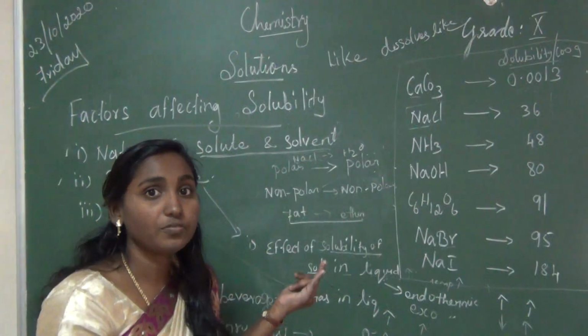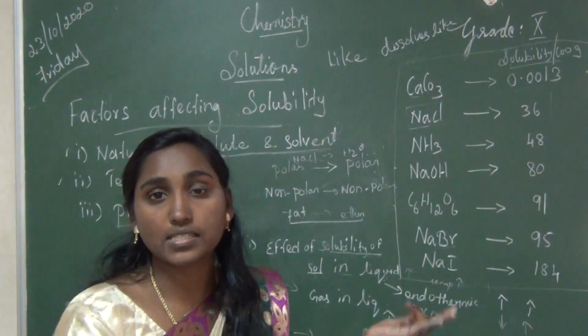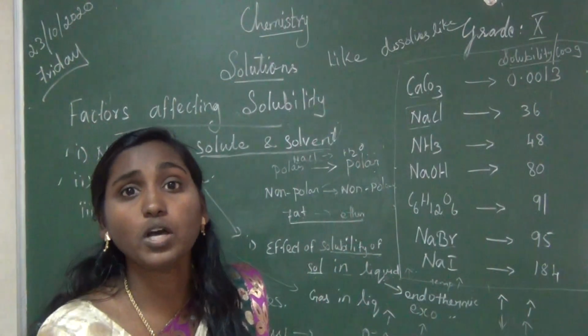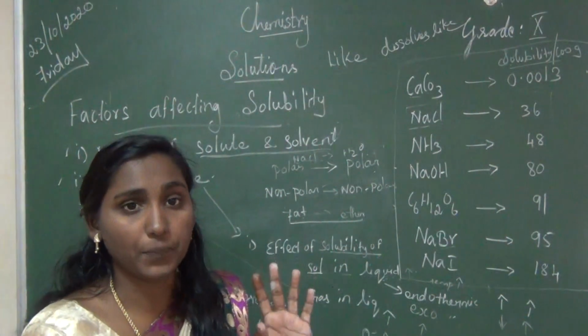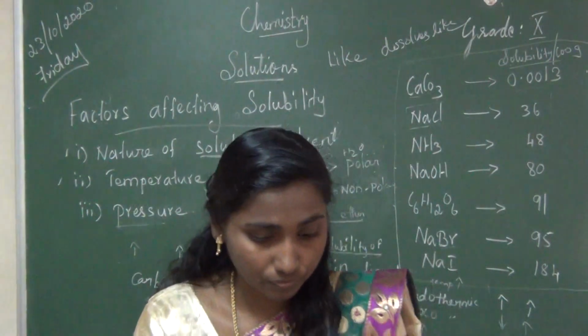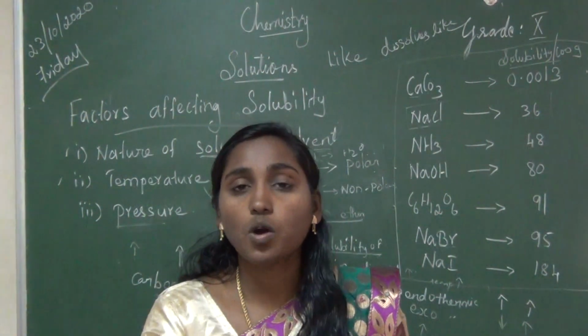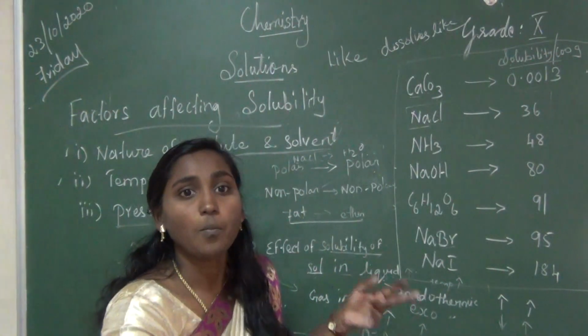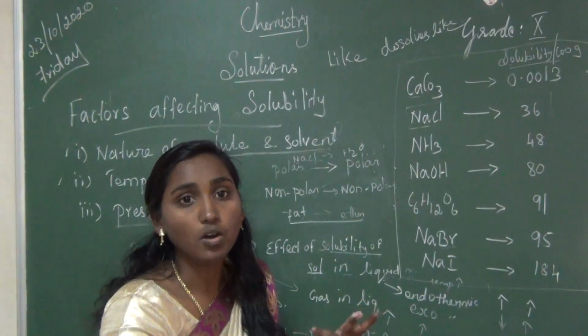Solubility is the amount of solute dissolved in a particular amount of solvent at a given temperature. Now all of you take your book. What is the formula of solubility? Solubility is equal to mass of solute divided by mass of solvent, multiplied by 100.